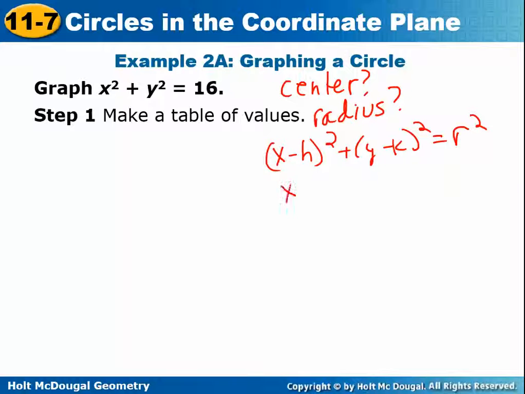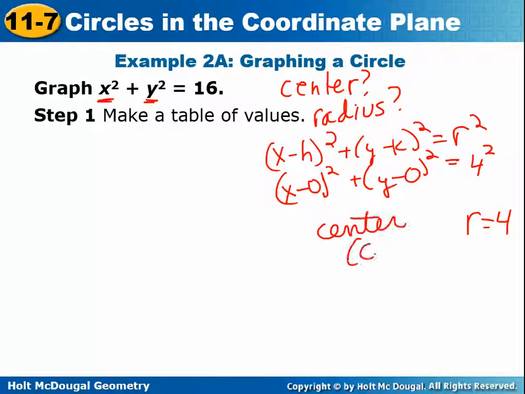Now we have x squared and we have y squared equals 16. How do you turn 16 into something squared? You write 4 squared. So I already know the radius is 4. What about h and k? There's no numbers in the parentheses there. There's not even a parentheses. That must mean that the center must be at 0, 0. So the center of this circle is at 0, 0, and the radius is equal to 4.